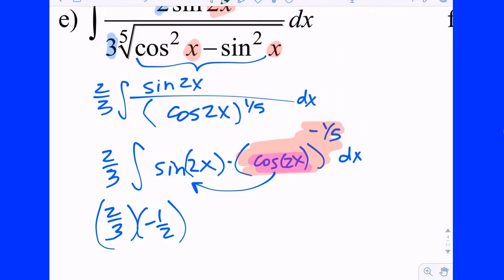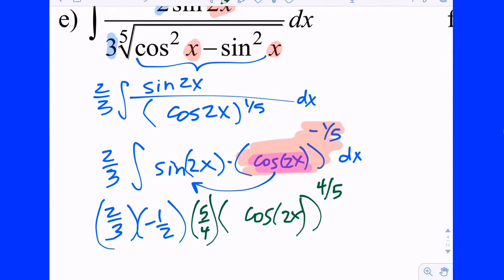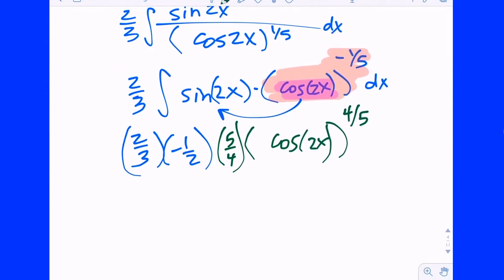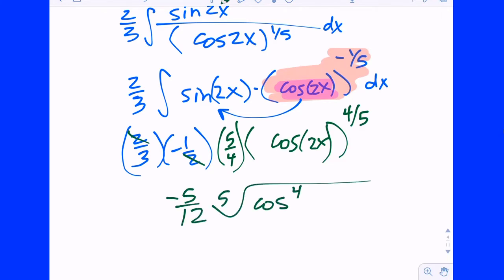How do you integrate blob to the -1/5? Power rule, right? -1/5 plus 1 is 4/5, and then a 5/4 out front. Good. And then cosine of 2x slides right in there. So now, again, you have your three amigos in the front. Mr. Writer, Mr. Correction, and Mr. Rule Constant. You just put them all together now, and you get -5/12. You can say it's the 5th root of cosine to the 4th of 2x.